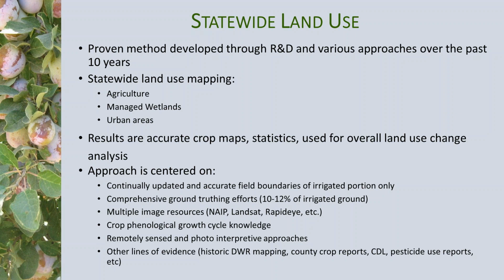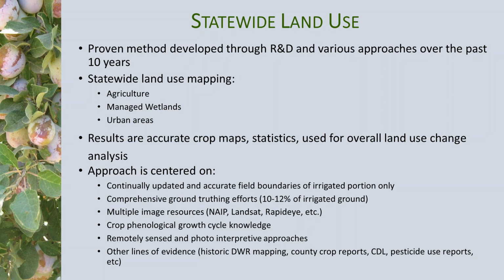And then we come back and we say, we do actually have those ground truthing data. How well did we do? So we compare what we saw on the ground to what we predict in our classification. That's how we get the overall statewide accuracy of 96.6%. We use multiple image resources, whatever we can get our hands on, including NAIP, Landsat, RapidEye, Sentinel SAR, and a number of other spatial data resources.